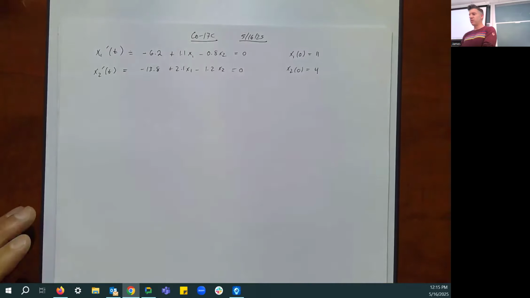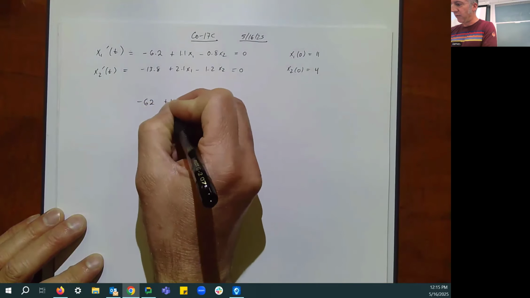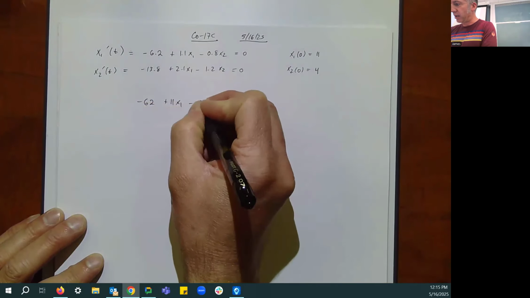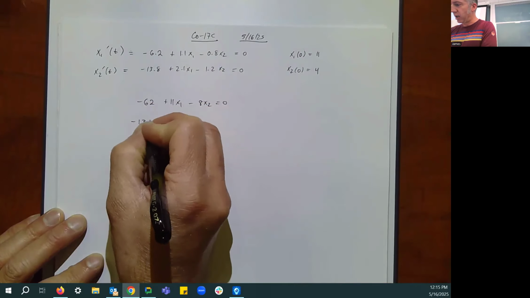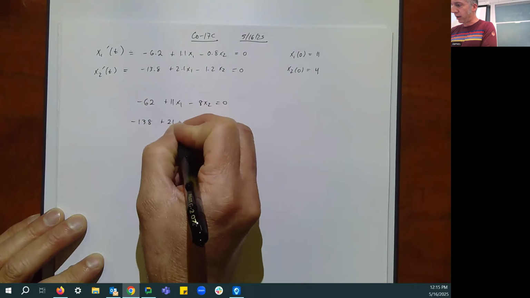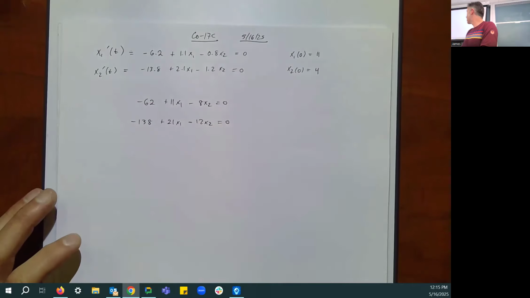So looking at this, if we set each equation equal to 0, it's kind of gross. We've got these decimals. If we wanted to, we could start just by multiplying each equation by 10. There's nothing wrong with doing that. I'm going to write this as negative 62 plus 11x1 minus 8x2 equal to 0, and negative 138 plus 21x1 minus 12x2 equal to 0.